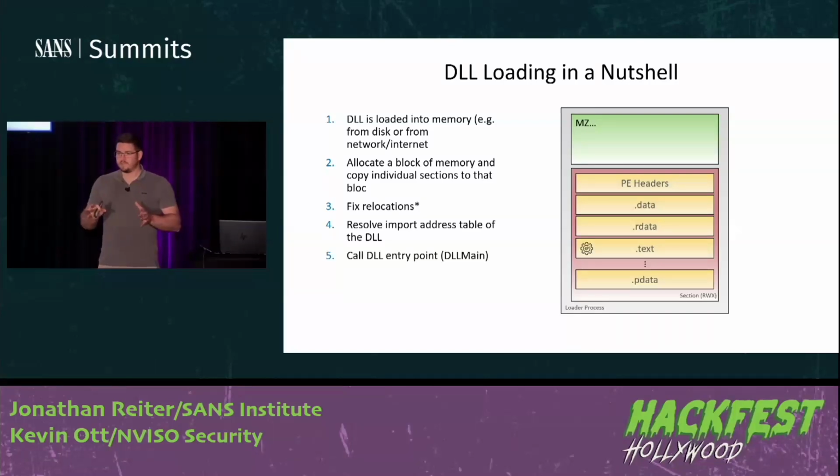So I omitted two steps, which is fixing TLS callbacks and function pointers for exception handling in 64-bit binaries. That's also something that goes a lot more in detail, and because we are a bit time restricted, I just decided to skip over this, but those are also steps that you can do, but you don't have to do, depending on the DLL that you're trying to load.